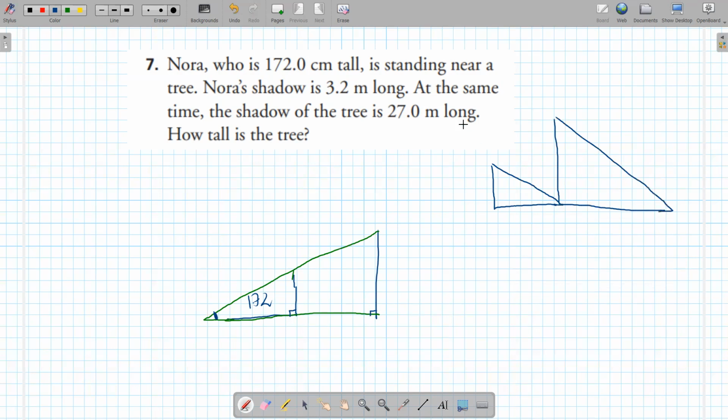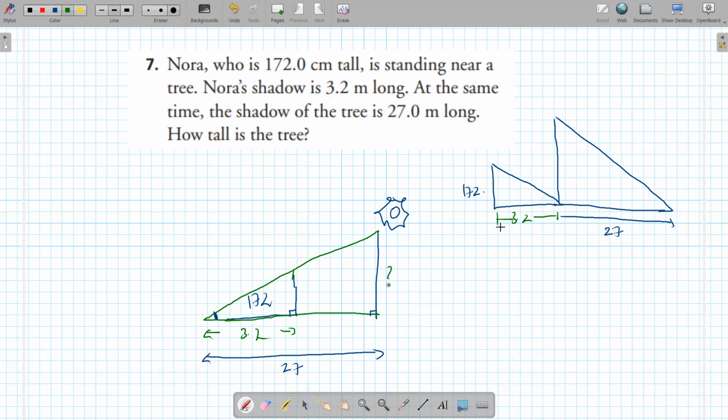So we're saying the sun is this way here, and on this one, the sun is over here. All right, so what else do we know? Her shadow is 3.2. So from here to here is 3.2. On that other diagram, this one would be 3.2 up until here. At the same time, the shadow of the tree is 27 meters long. So this entire thing would be 27. Now the question is, how tall is the tree? So we're looking for this side length.